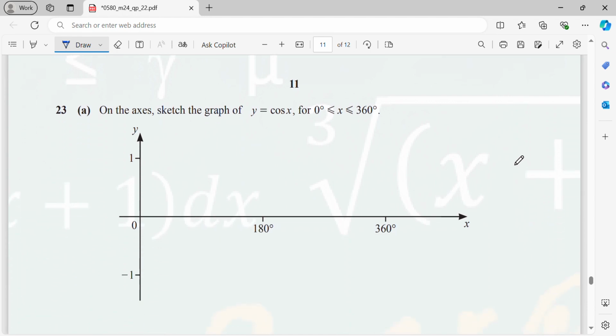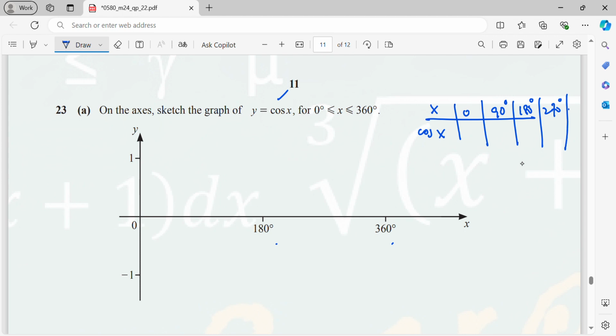Okay, now question 23a. On the axis, sketch a graph y equals cos x, x from 0 to 360 degrees. For your information, for the cos x, if you are not sure, you can just calculate the values. So here shows 180 and 360. This is x, this is cos x. You calculate 0, 90, 180, 270, and 360 degrees.